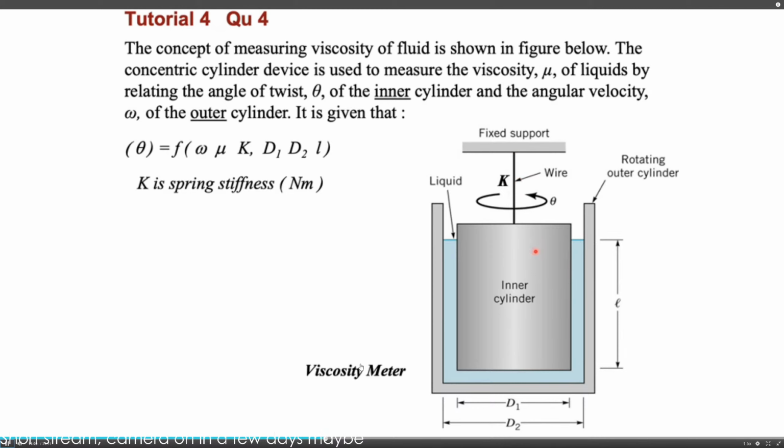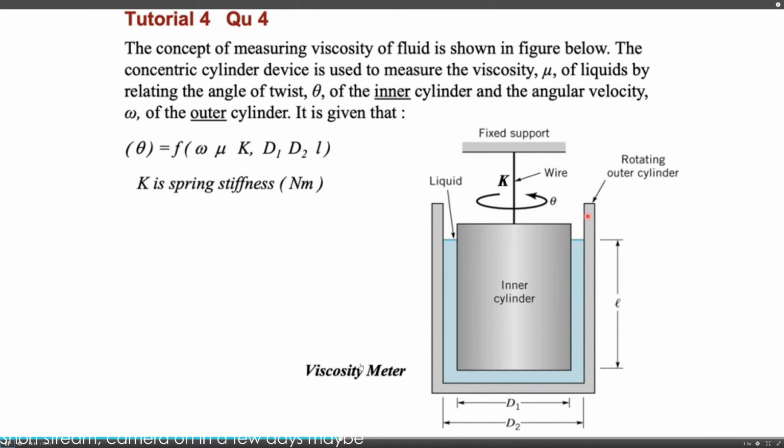Now, when the fluid rotates, it will impart some kind of force, a viscous force, onto the surface of the inner cylinder. So the inner cylinder cannot rotate freely, but it will be twisted. I use the word twisted. When this inner cylinder is twisted, the degree or the displacement theta can be measured. So there are two things we measure in this viscosity meter. One, we measure this angle of twist.